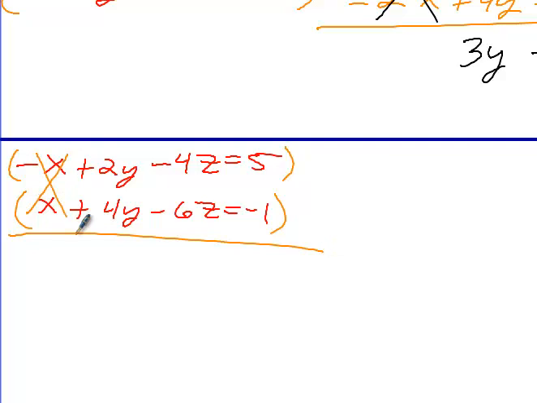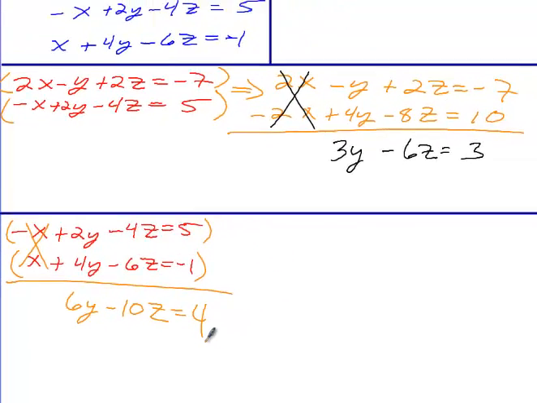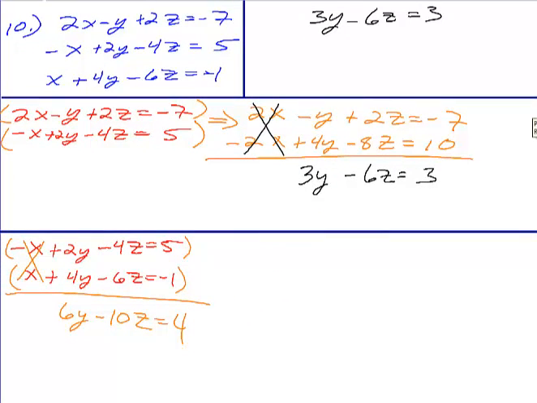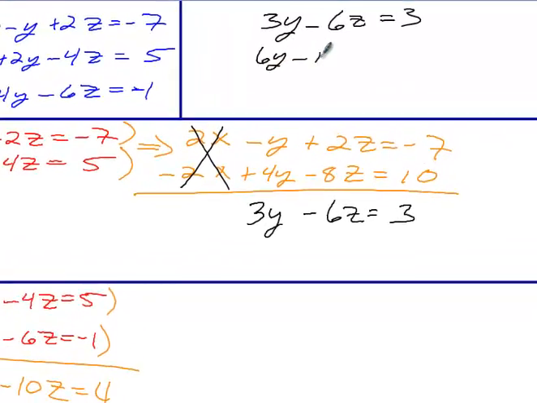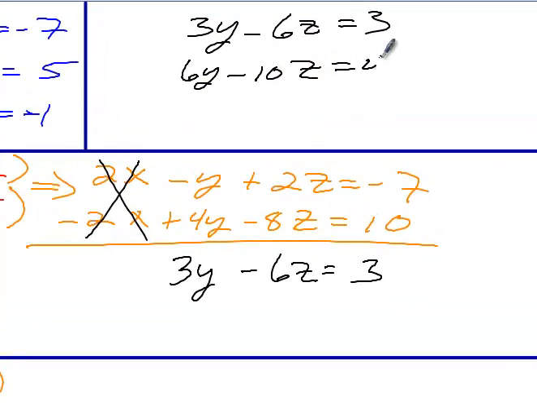What's 2y plus 4y? 6y. What's -4z take away 6z? -10z. And what's 5 plus a -1? Okay, so again, I have one equation with two variables, so I'm going to put it up here with my other equation. And now I have a 2 by 2 system right here that I'm going to use.